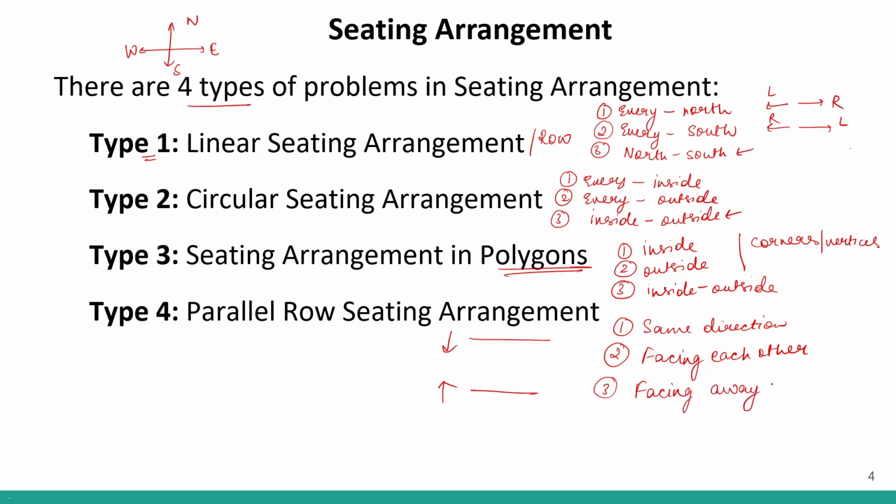Facing away from each other. Correct? This is also a type of question you can get. That means this row will be facing north and this row will be facing south.